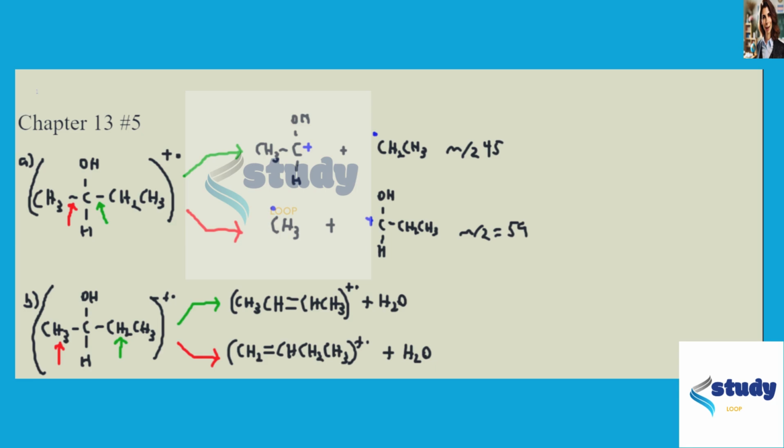This problem is primarily just showing the difference between alpha cleavage and dehydration, but also pointing out that they're similar in that they each involve something happening to the side of the carbon with the alcohol on it. For alpha cleavage, it's going to be cleaving either of those two carbon-carbon bonds. And for dehydration, it's going to be taking a hydrogen from either of the carbons attached to our carbon with the alcohol on it. And so that's the answer to Chapter 13, problem 5.